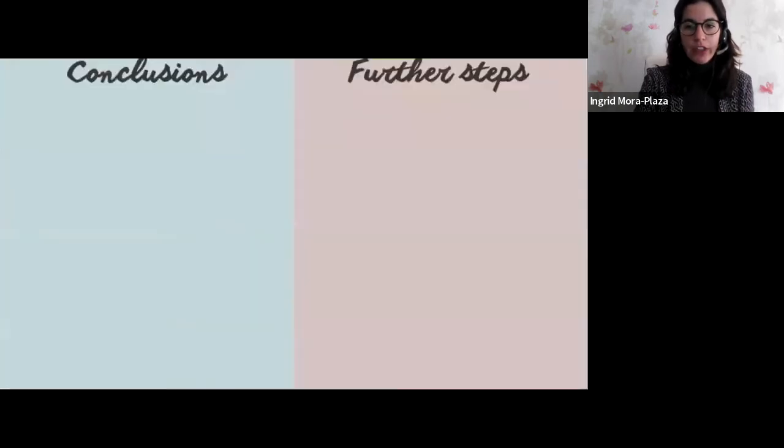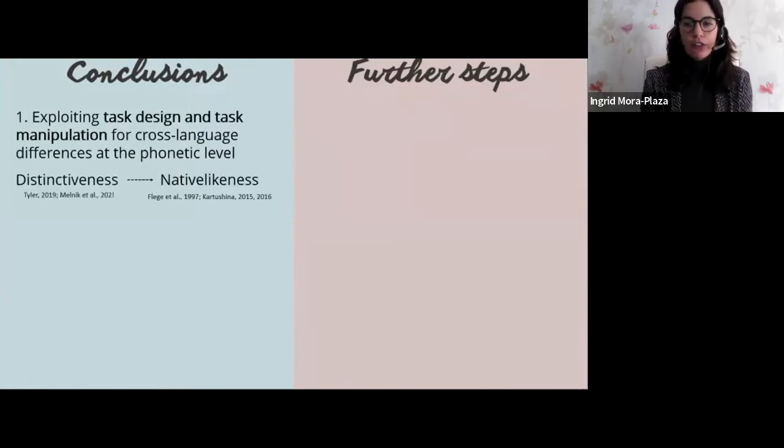So to finish with, overall, our study showed that task design features and task complexity can exploit cross-language differences at the phonetic level as a means of raising learners' phonological awareness of crucial differences between L1 and L2 phonological systems. Our findings indicate that TBPT effectiveness in helping learners produce more distinct realizations of two vowel contrasts also leads to more target-like productions in a meaningful communicative context.